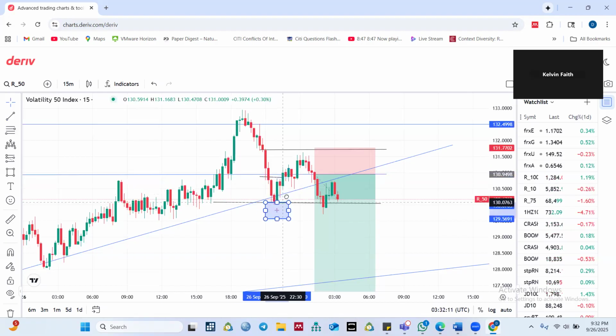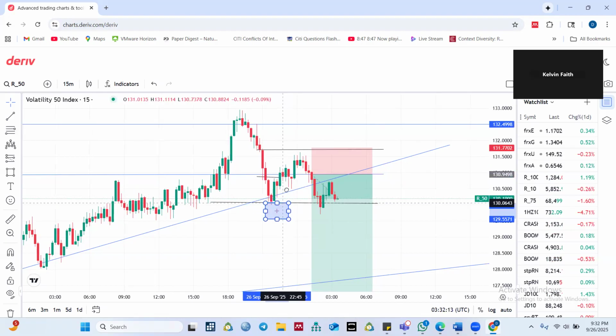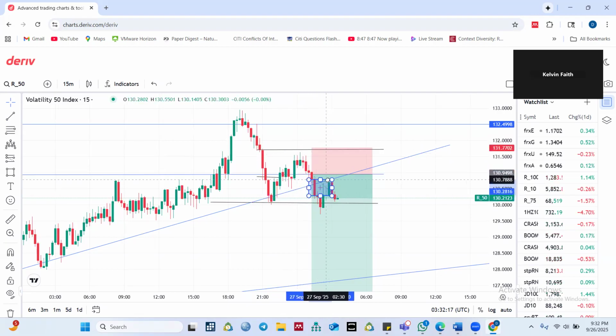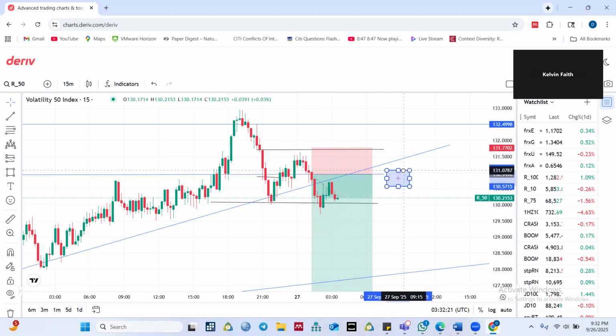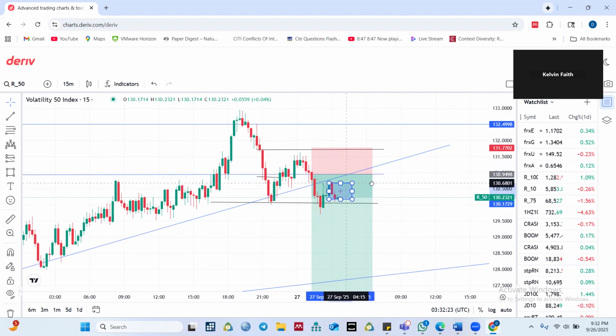Okay, so diagonally price found support here and pulled back up. Now we break the support because we close body below the trend line. Price moves up to retest the trend line. That's the meaning of this concept.